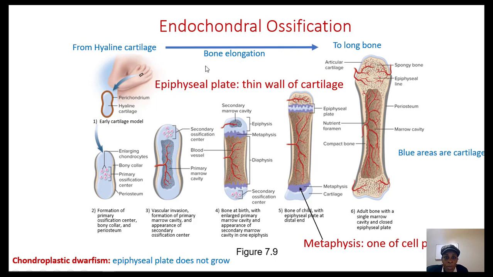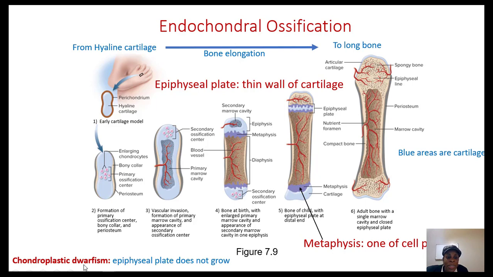So we need to know, of course, bone elongation. When bone gets longer, right, it elongates by transforming the hyaline cartilage into ossified, calcified bone. You see the metaphysis, which is the one of cell proliferation. So proliferation of cells, right, happens at the metaphysis, the blue area of the cartilage.